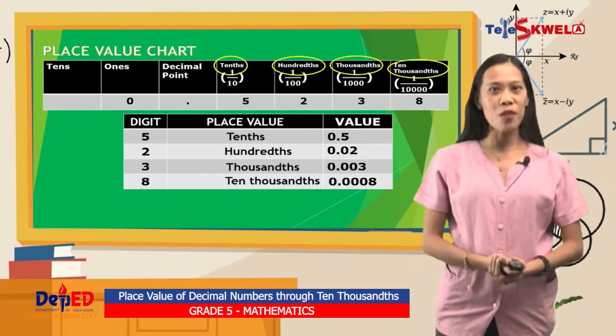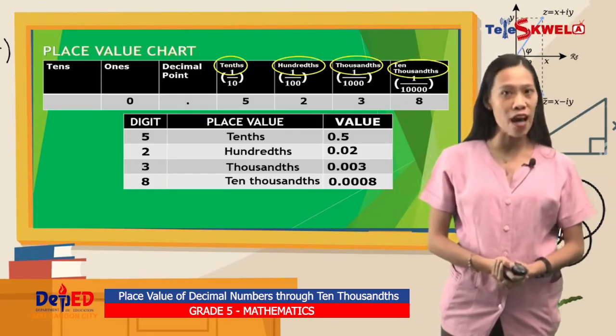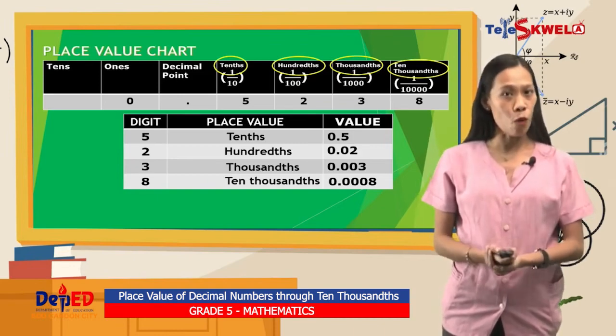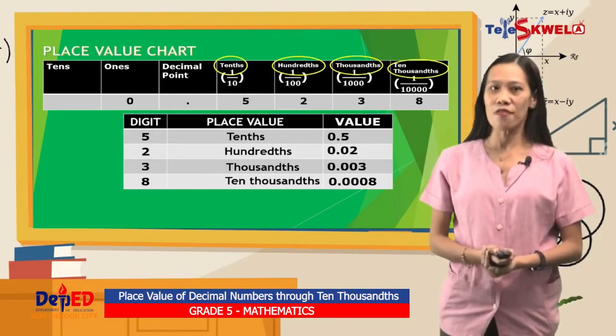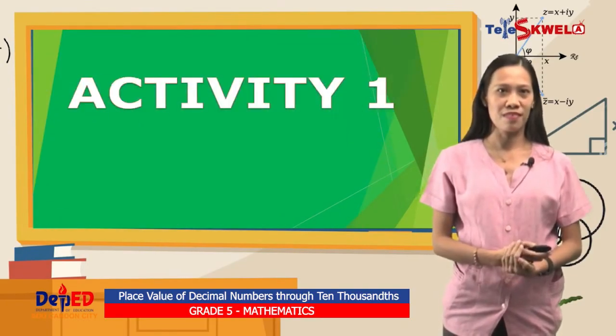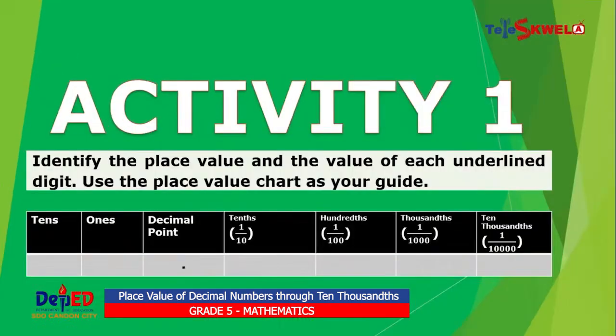I hope you were able to follow how we can identify the place values and the values of digits in decimal numbers. But for more practice, let's try the following activities. Get ready. Let's identify the place value and the value of each underlined digit. Use the place value chart as your guide. You are given 5 seconds for each item.